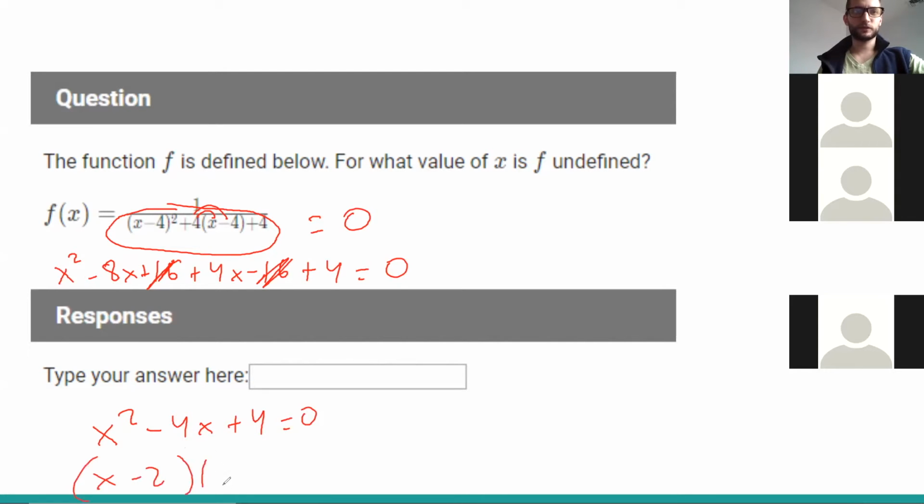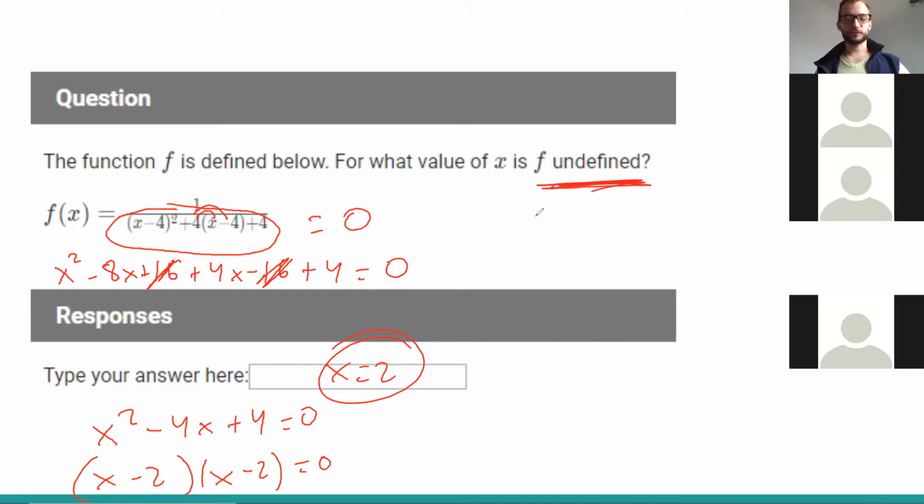So you get (x - 2)(x - 2) = 0. So x = 2. So when x is 2, and you plug it into your denominator, you're going to get 0. 0 in the denominator means a function is undefined. Very good. So that's the key thing here with functions. Most of you guys are comfortable with that.